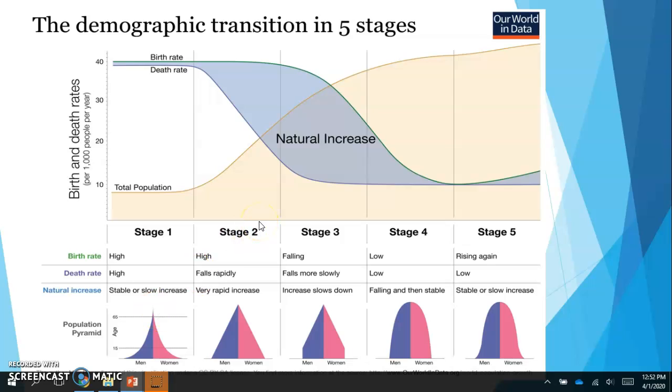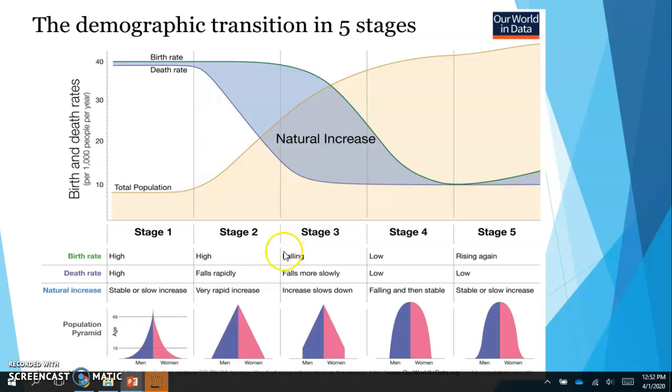Stage 2, we've got high birth rates, so a lot of people are still being born, but then our death rate is starting to fall dramatically. And this is because we're moving into more of a developing country where we're having better access to healthcare, maybe more access to education. And then we have a very rapid increase in our population, okay? Because the death rates are falling so quickly, our total population is also increasing quickly.